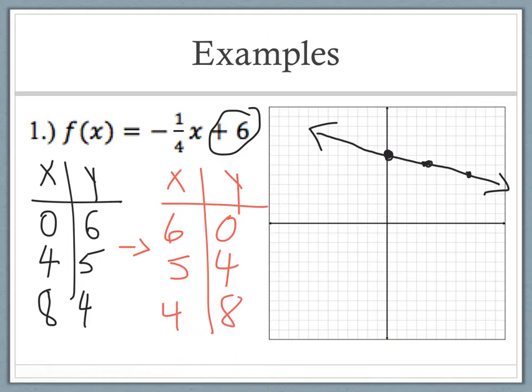Now we're going to plot these points. So I'm going to plot the point 6, 0. Then I'm going to plot the point 5, 4. Then I'm going to plot the point 4, 8. Okay, now I'm going to draw in my line. Now the red one is our answer. That's our inverse, f inverse of x. The black one was just our original. A lot of these ones will ask you to graph the original and then its inverse. So the original is the black one, the inverse is the one with the flip table.